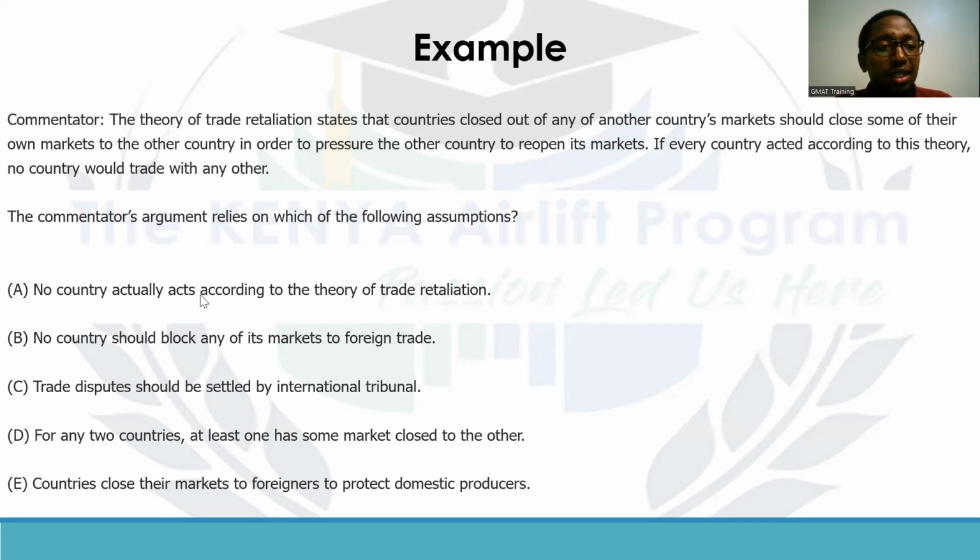So our question reads, the commentator says, the theory of trade retaliation states that countries closed out of any of another country's markets should close some of their own markets to the other country in order to pressure the other country to reopen its markets. If every country acted according to this theory, no country would trade with any other. So the commentator's argument relies on which of the following assumptions? So we can say that this is an assumption question.